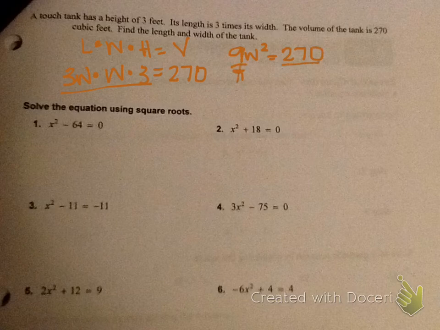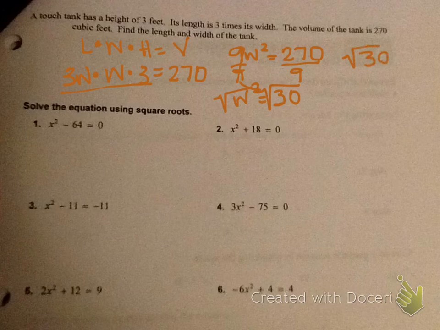I divide by 9, so w squared equals 30. I square root both sides, and on this one, we can either simplify, so I can take nothing out of 30, so I can leave it square root of 30, or change it to a decimal if you want to, and this is feet.